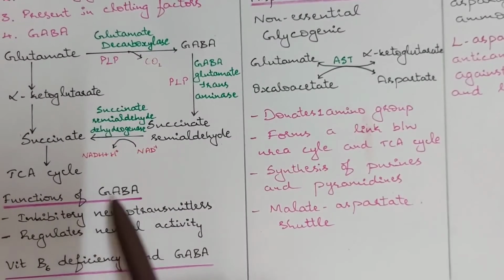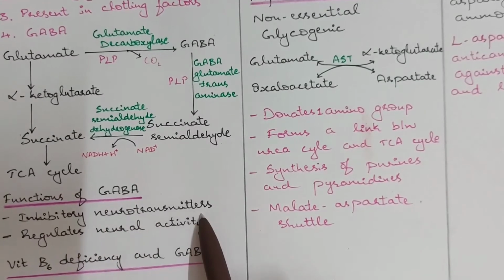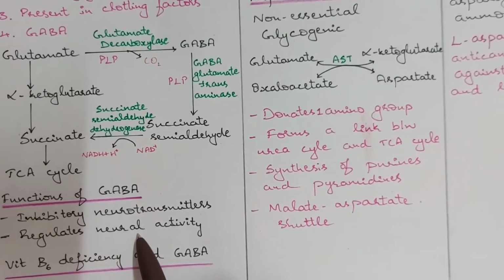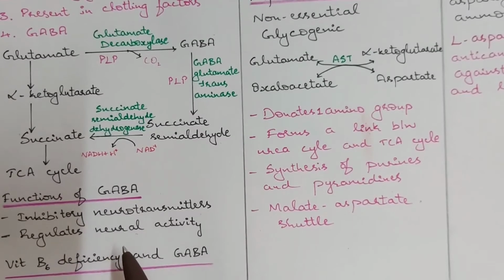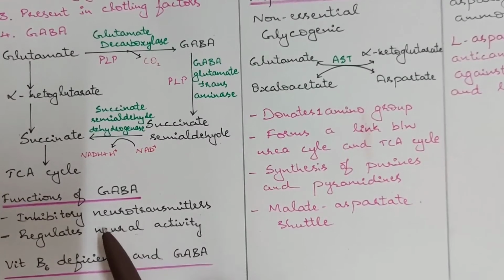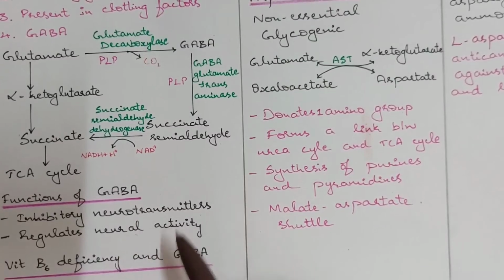Now let us study about the functions of GABA. It is one of the major inhibitory neurotransmitters in the brain, and GABA regulates the activity of neurons by discouraging the transmission of signals. The mechanism of inhibition: it is believed that GABA opens chloride channels and increases the permeability of the postsynaptic membrane. Thus, GABA functions as an inhibitory neurotransmitter.